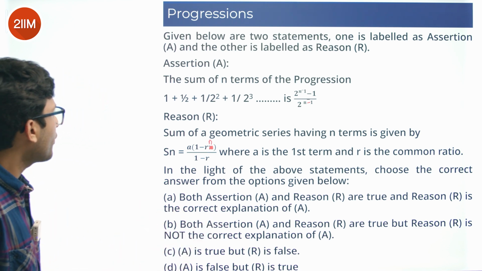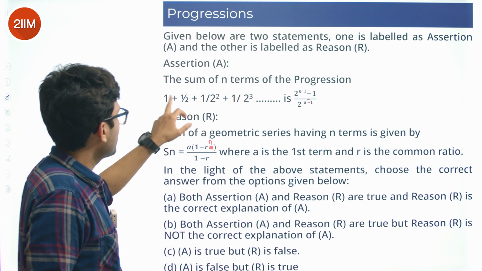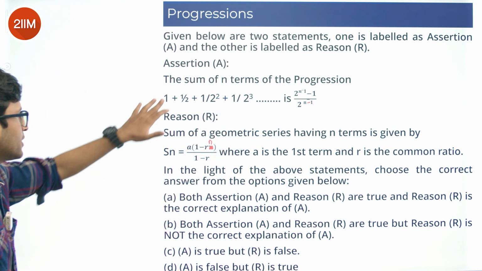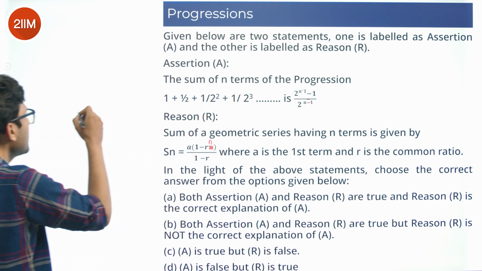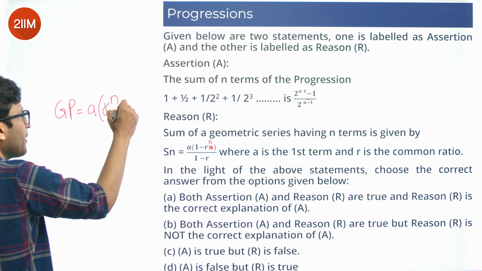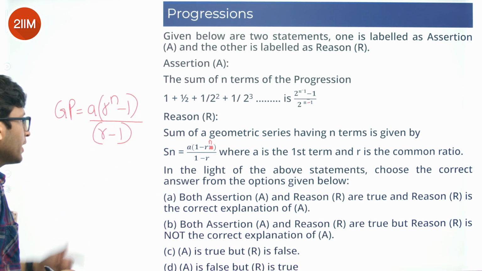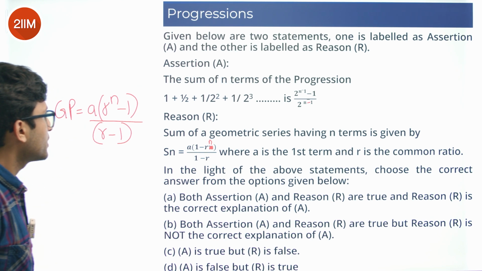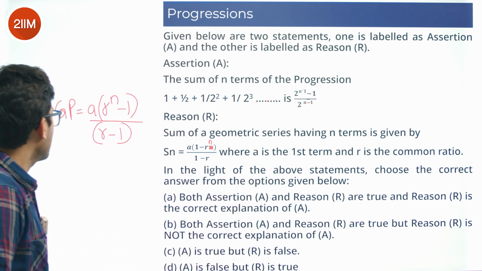Okay. So first of all, the sum up to n terms of this progression is, first of all, this is 1/2. So this is a GP. This is a GP which is going on. So the formula for the sum up to n terms in a GP is A into r power n minus 1 upon r minus 1, where r is the common ratio, A is the first term, and n is the number of terms. Okay, here we don't know the number of terms, so that's why it is n. Yeah, for n number of terms.